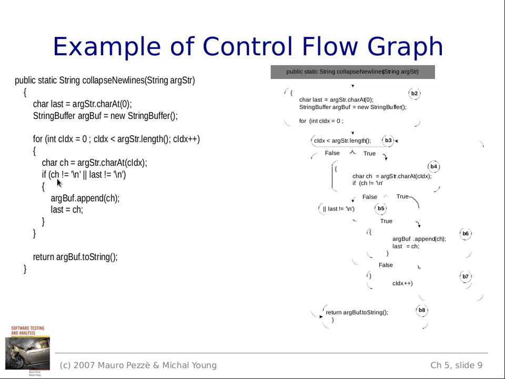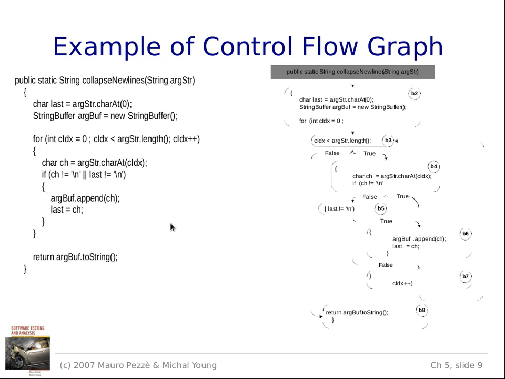Recall that in Java, this is Java code, it does short circuiting. So on the or, it's going to execute first that command or the first line of code to see if it's true. Because if it is true, then it's going to go directly to the inside of the code here with arg_buff.append, which is B6. Otherwise, it's going to execute another basic block, last does not equal \n. And if that one is also false, notice that it would jump down to B7, which is the incrementation of cidx. Otherwise, if it's true, then it would go to B6.